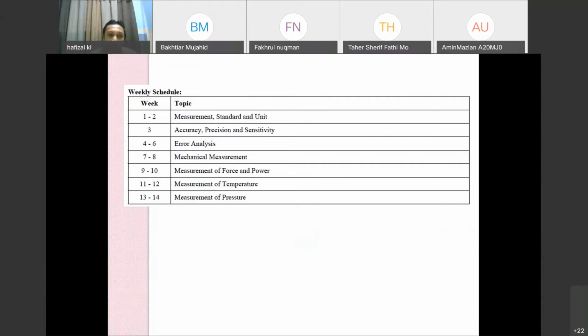And then we stop there, and at weeks 7 to 8, we have mechanical measurement, followed by the measurement of force, and then we have measurement of temperature, and finally we have the measurement of pressure.